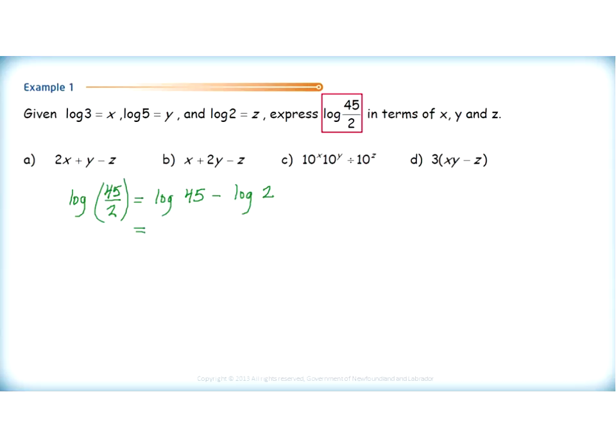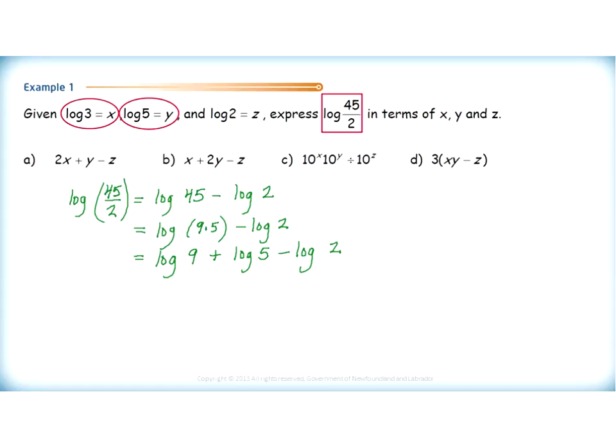The number 45 actually can be rewritten using multiples of 3 and 5. That's what I'm looking at there. So I'm saying that 45 can be rewritten as 9 times 5, minus the log of 2. Then you have the log of a product. So you can write that as the log of 9 plus the log of 5 minus the log of 2. Just keep in mind what we are given here. You have the log of 3 is equal to x. The log of 5 is equal to y, and the log of 2 is equal to z.